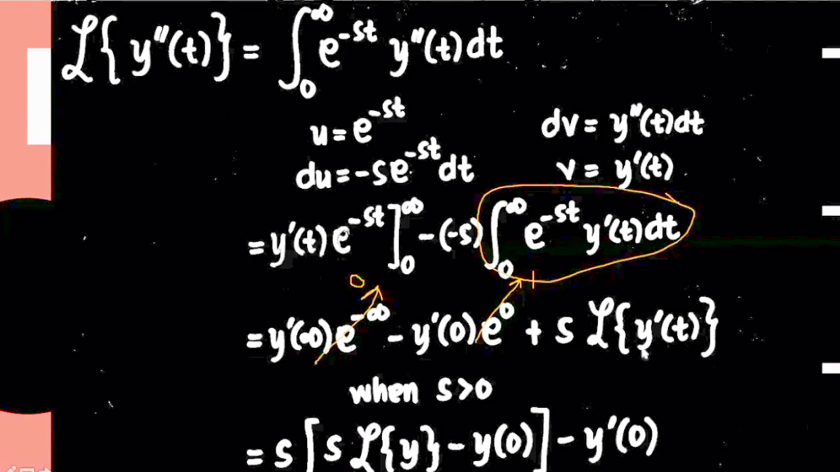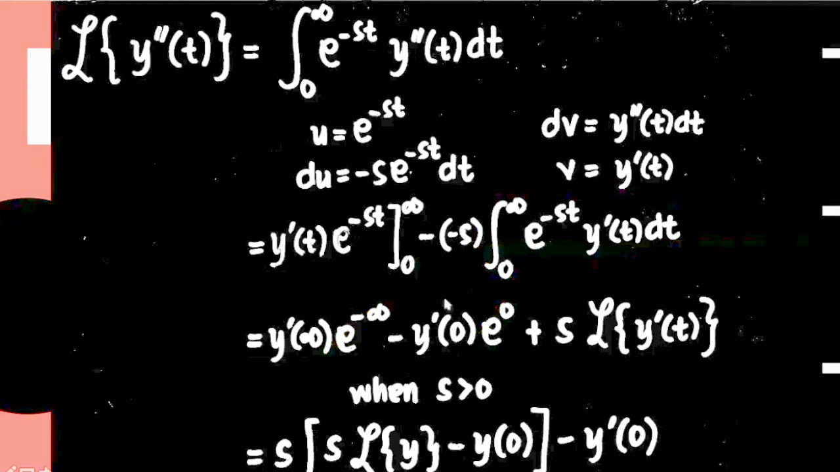That is equal to what? To this one, s times Laplace of y minus y of 0. And then you have minus y prime of 0. So this term is 0, so you need not put a plus 0 here. Okay, let's go to the next page.